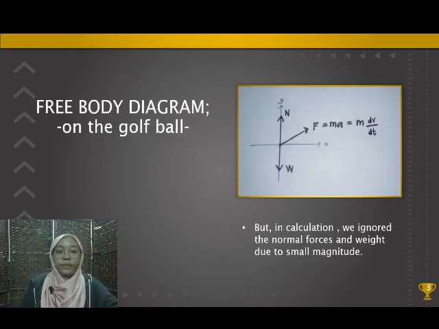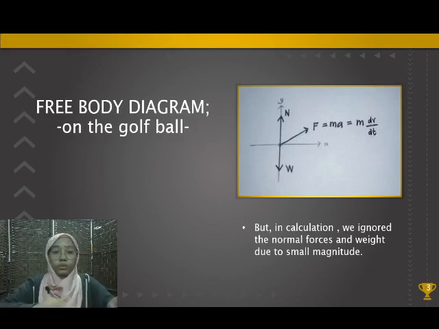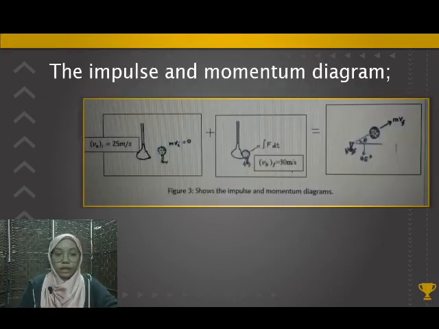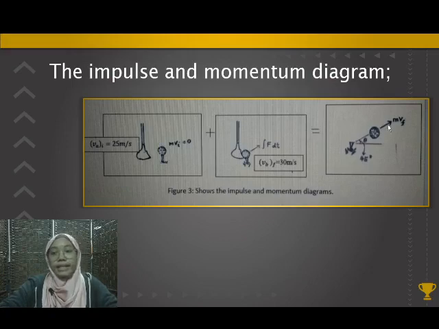Okay, this is the free body diagram acting on the golf ball. There's a normal force, weight, and the force that the ball receives from the driver. But later in the conclusion, we ignore the normal force and the weight due to their small magnitude. This is the impulse and momentum diagram. As you can see, this is the initial momentum of the ball, the final momentum of the ball, and this is the impulse.